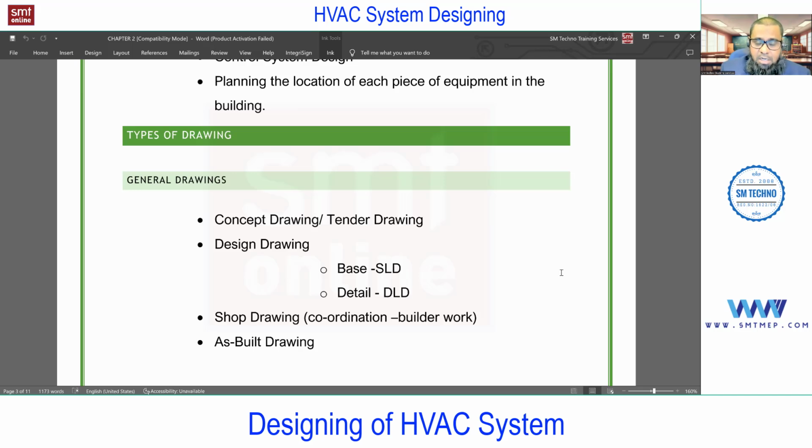So you can write: architectural includes walls, doors, windows, and planning of spaces. This I'm giving in short: walls, doors, windows, and planning of spaces. So you'll find a number of options in architecture. I'm just giving the main points. Next you can write: structural includes footings. Footing means the foundation of the building, slab, beams and columns.